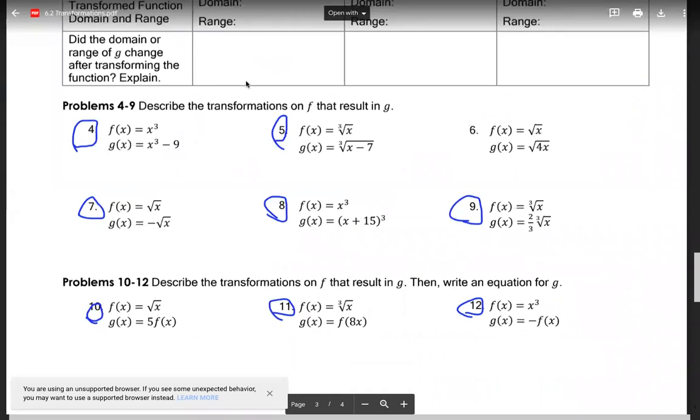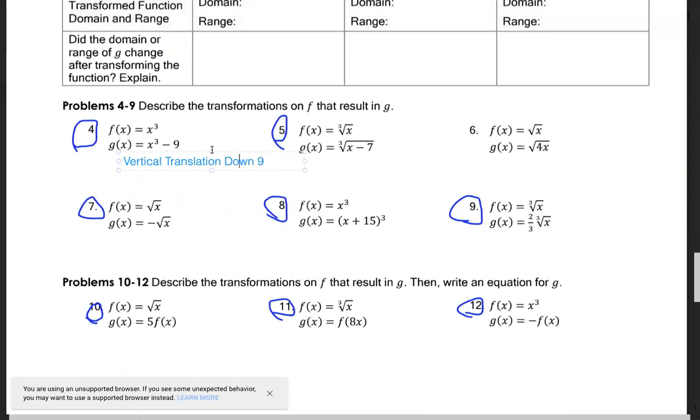So this one will be, I'm actually going to type it. This would be vertical translation down 9. Okay, so that's how you would do that. Pretty simple. Pretty simple idea.